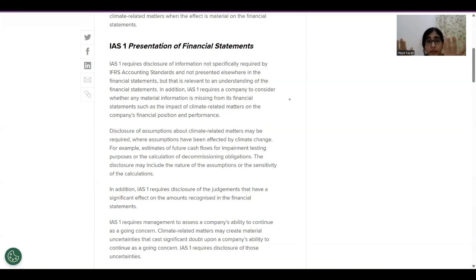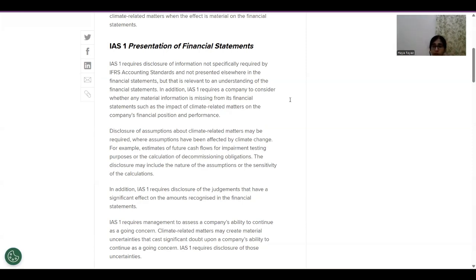Maybe your strategy is different, your policy is different. Your policy is to mention that in the IAS 1. So you mention it under IAS 1 Presentation of Financial Statements, where other disclosures are made. For example, estimates of future cash flow for impairment testing, or the calculation of decommissioning obligations. So all the other sensitivity analysis made.